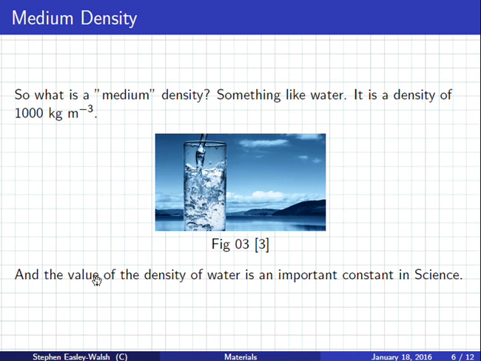I'll type this in. 10 to the power of minus 2, cubed, times 19,320,000 equals 19.32 grams per centimeter cubed.